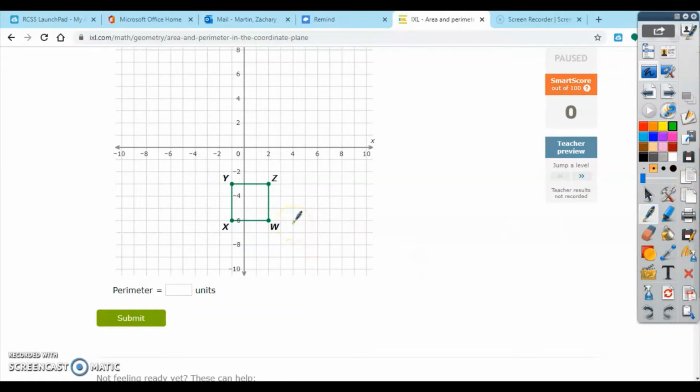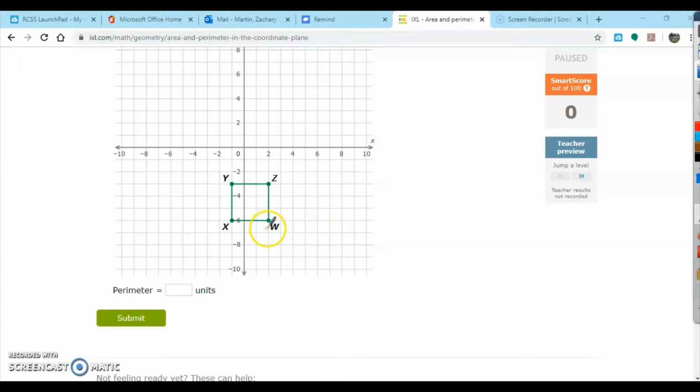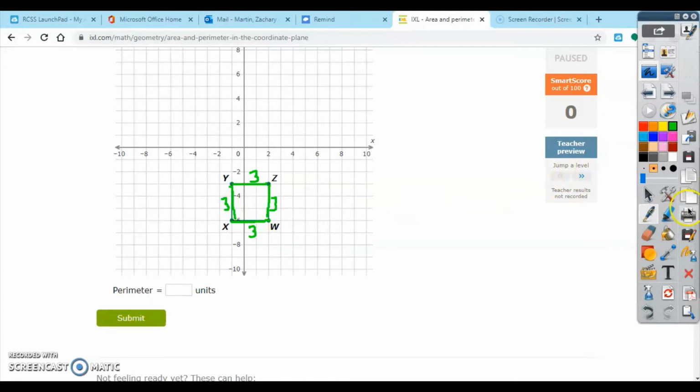Well, take a look. This one's pretty simple because we have horizontal and vertical lines comprising the sides of this quadrilateral. Just count it out. Each square, always check that. Each square is 1 unit apiece, even though they only numbered every other square within the coordinate plane. But we've got 1, 2, 3. So the length of that side is 3. The length of each side is 3 units.